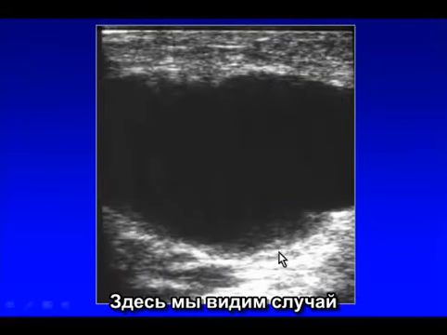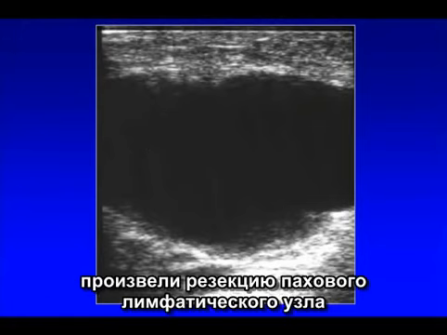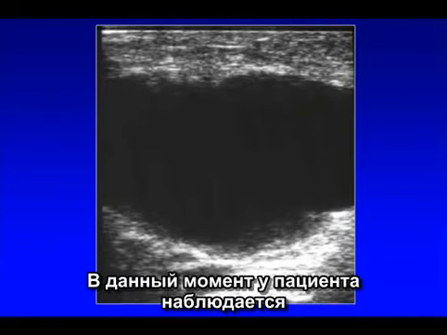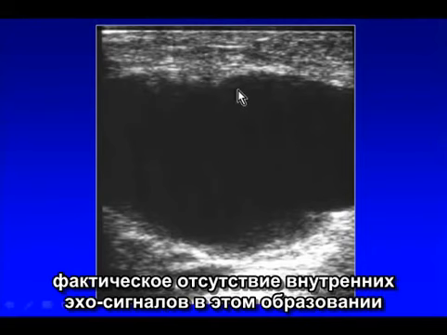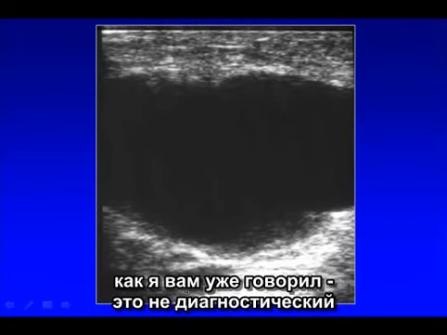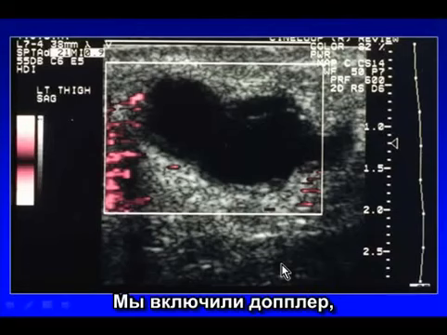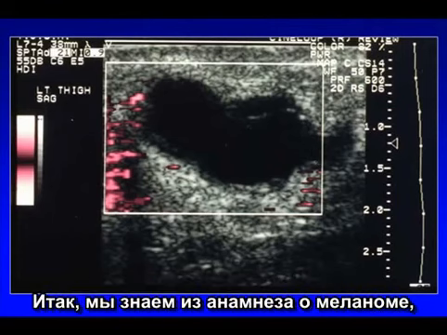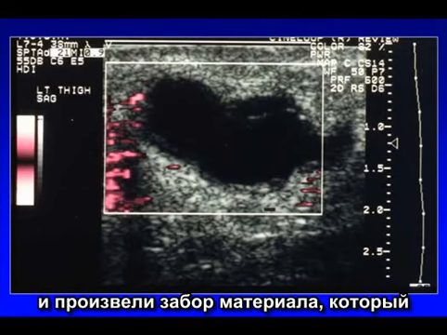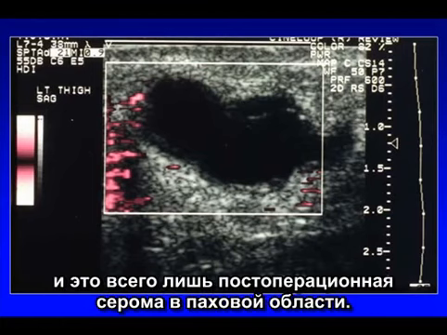Okay, now some cases. Here's an example of a fluid collection. This patient had a resection of inguinal lymph nodes for metastatic melanoma and presented with a recurrent mass in the inguinal region. Scanning shows virtually no echoes within this lesion. There is through transmission, but as I told you before, that is not a useful sign, which I'll explain to you in a moment. We did put on the Doppler, did not show flow within it, but again, absence of flow is not as helpful as presence of flow within the mass. So we felt with the history of melanoma, we were obligated to at least stick a needle in this and send it for cytology. And we were able to drain this out completely. Cytology was negative, and this was a postoperative seroma in the inguinal region.